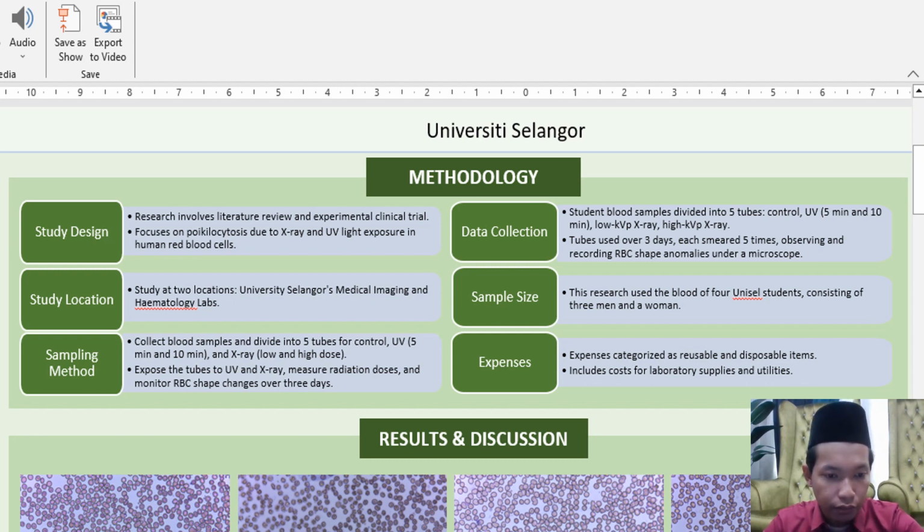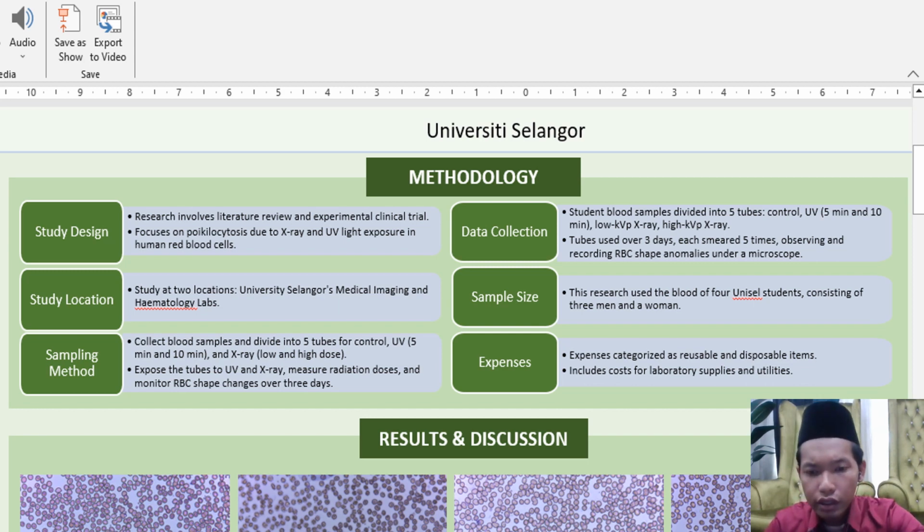Then the blood samples in the tubes are exposed to UV and X-ray, measuring radiation dose and monitoring RBC shape changes over 3 days. So for data collection, after the student's blood sample is divided into 5 tubes, the tubes are used over 3 days, each smeared 5 times, observing and recording RBC shape abnormalities under a microscope. So the sample size: this research used the blood of 4 initial students consisting of 3 men and a woman.